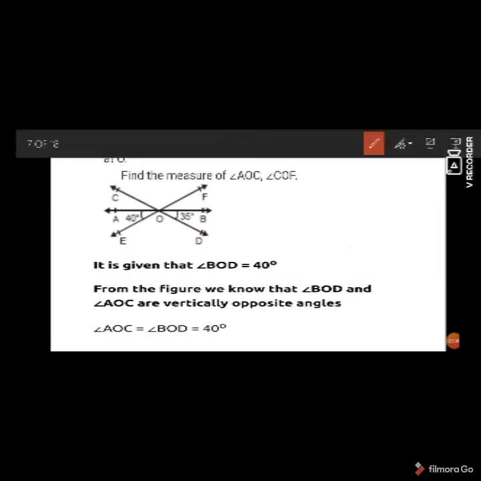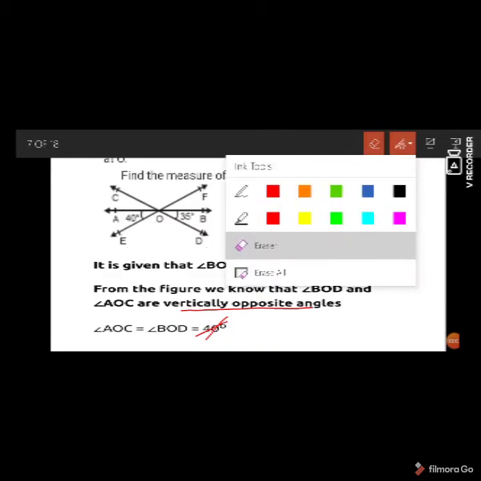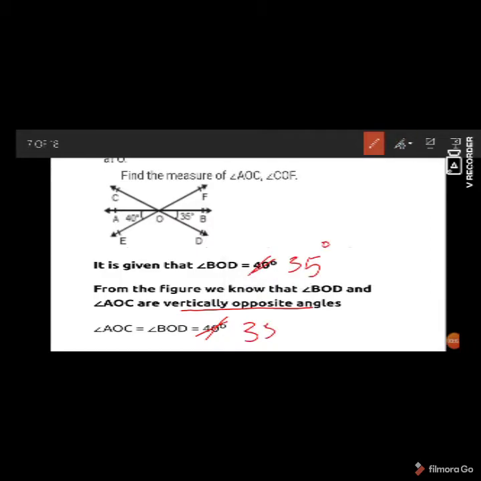Now our sum number 3 is, the lines AB, CD and EF intersect. We have to find AOC and COF. It is given that BOD is equal to 35 degree. So angle BOD and AOC are vertically opposite angles. So angle AOC is equal to BOD is equal to 35 degree.